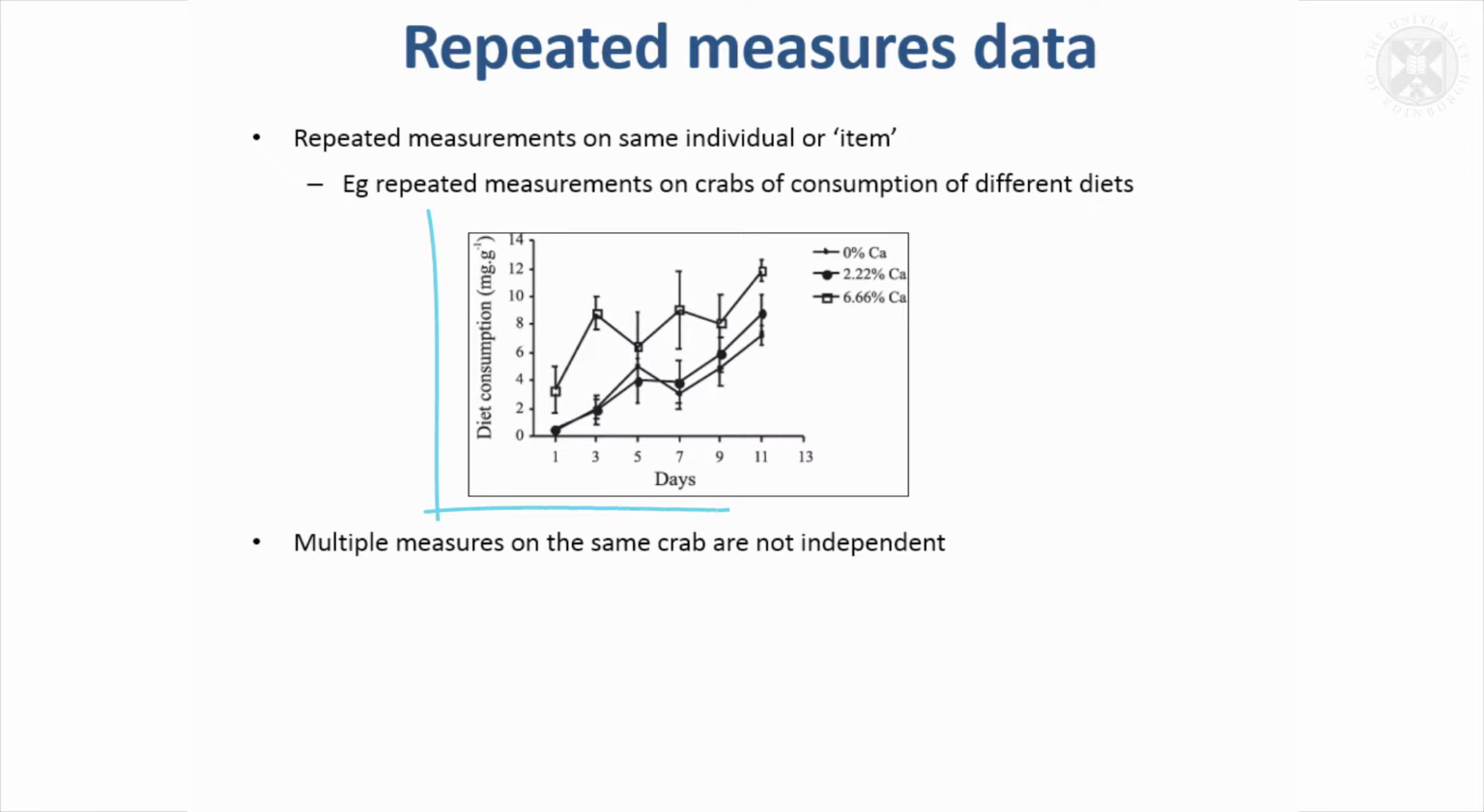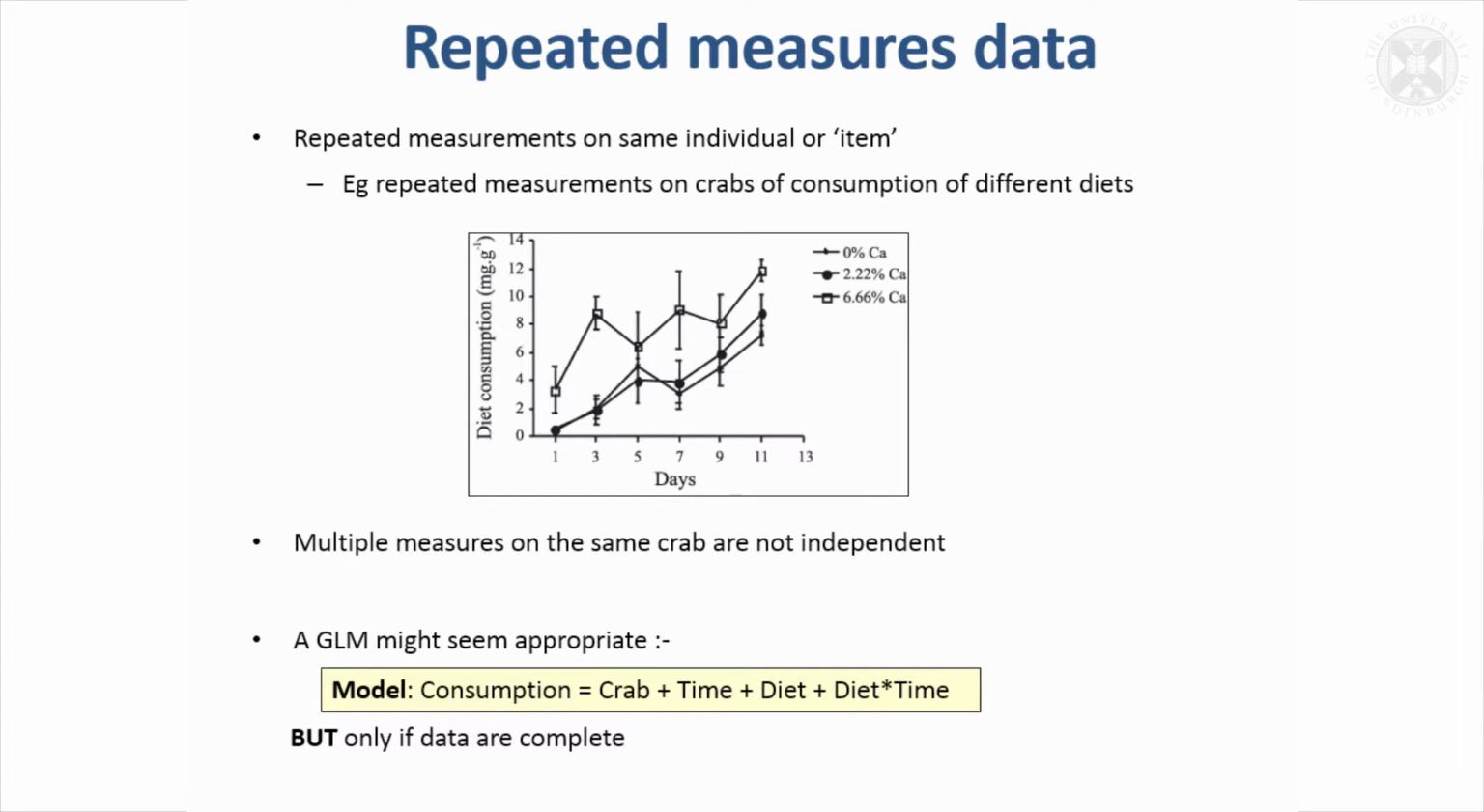So this is actually some measurements taken on crabs, and they had different diets, and these are the mean values after different time points, and the person plotting this graph would put in standard errors. So that constitutes repeated measures data, because the data are taken on the same crab several times and they can't be considered to be independent.